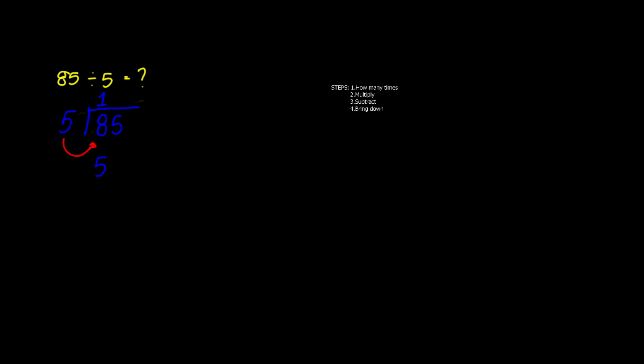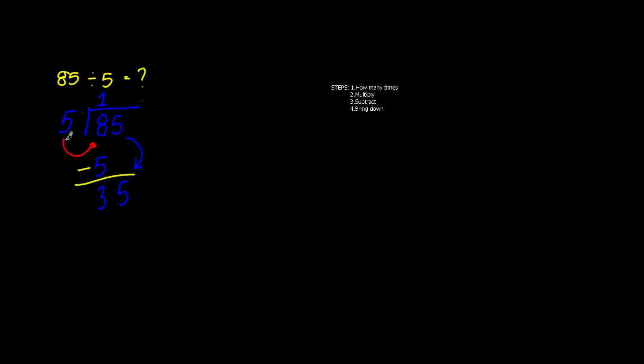Right? For our third step, we have to subtract. Therefore, 8 minus 5 will give us 3. Okay. Then for the fourth step, we have to bring down that 5 over there. And once you are done with the fourth step, you have to repeat all of these steps again.